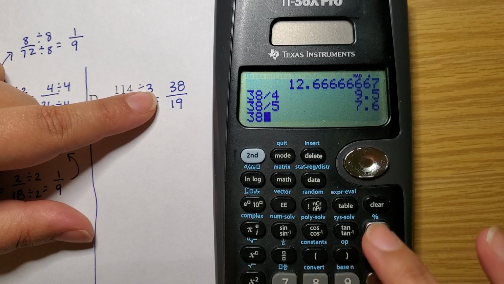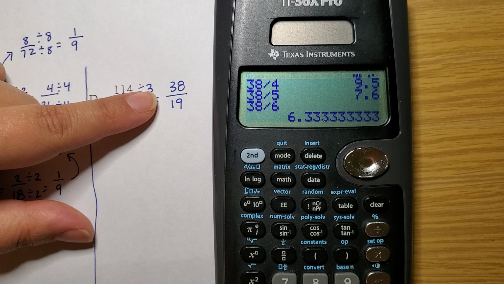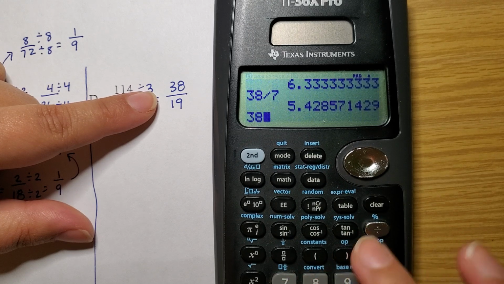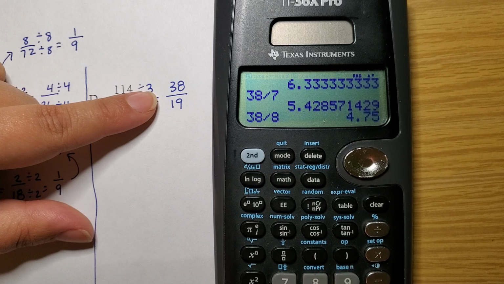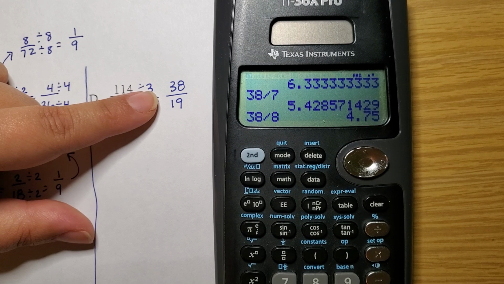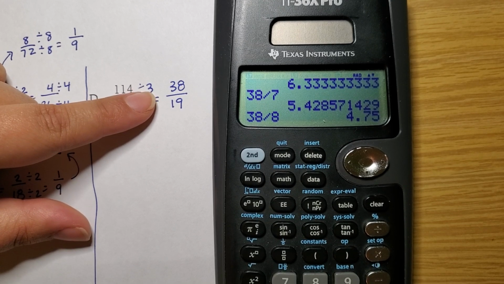Nope. 6 doesn't work. How about 7? No. 8? No. Okay, and at this point, I'm starting to wonder, am I going to be doing this forever? So how do I know when to stop?